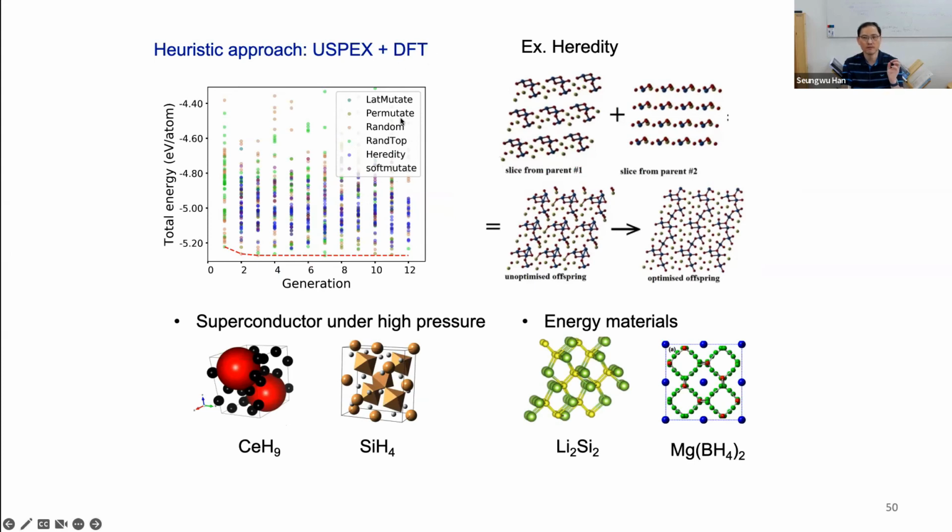One of the most famous packages for structure prediction is called USPEX. They have been very successful in exploring new materials, like superconductors at high pressure or energy materials. But you can see that they are mostly limited to binary systems, and very rarely ternary systems. This is because density functional theory is too slow, so you cannot deal with such a complicated system.